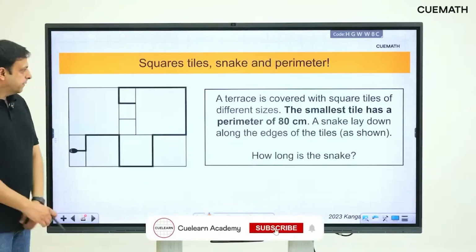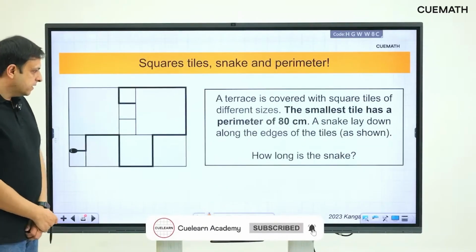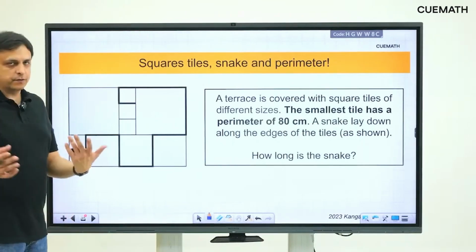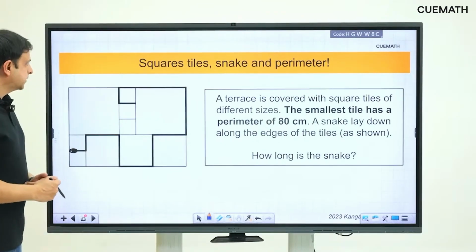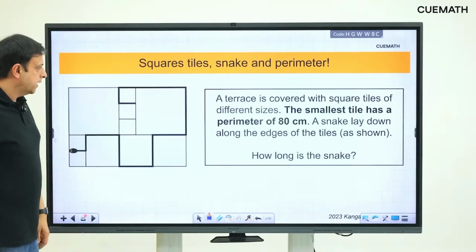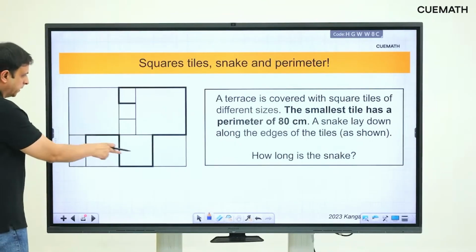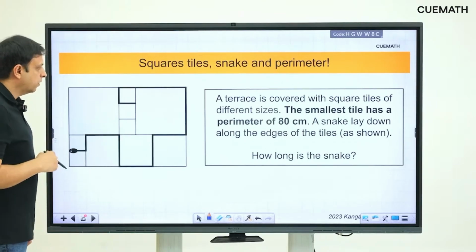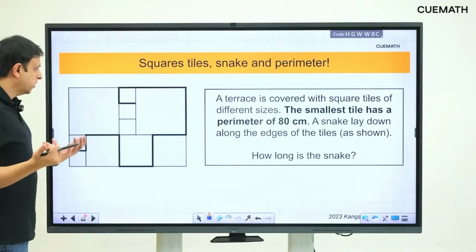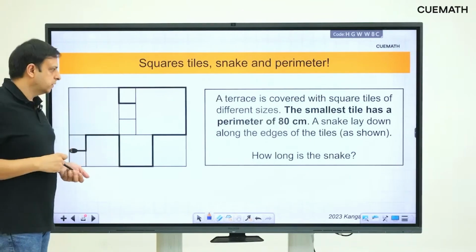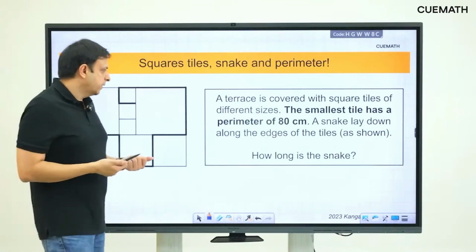All right, okay. Now here's, I think, the last couple of questions from Kangaroo Math, and then we'll go to the next section. So this one says, a terrace is covered with square tiles of different sizes. So you can see that there are square tiles of different sizes. The smallest tile has a perimeter of 80 centimeters. What is perimeter? It is the boundary length around the figure.